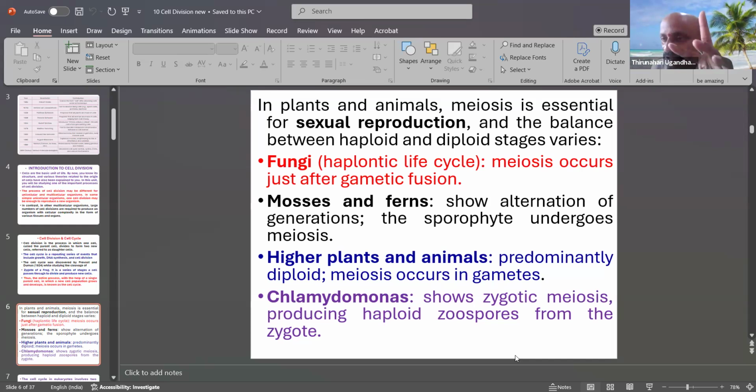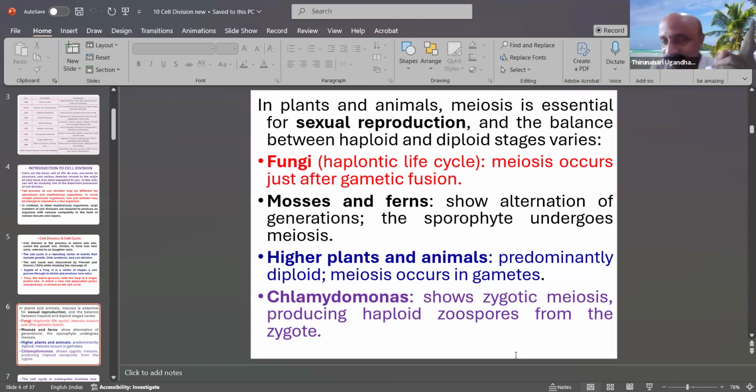Mitosis and meiosis are both fundamental cell divisions for living organisms. Formation means the origin of life on earth. This origin comes from the fusion of two haploid cells, that is, male gamete and female gamete. And the balance between haploid and diploid stages varies. In fungi, in a haplontic life cycle, meiosis occurs just after gamete fusion. That is, after gamete fusion, before gamete fusion.